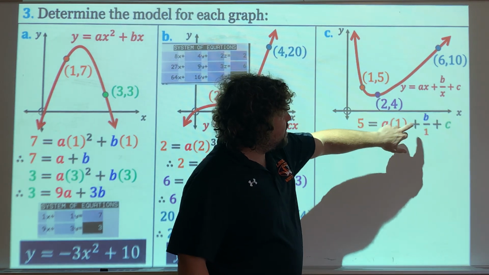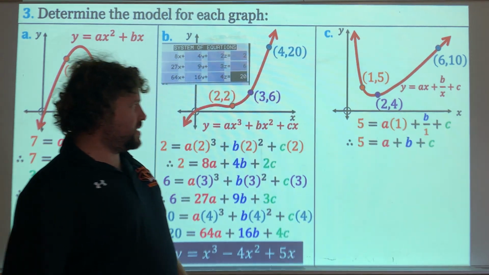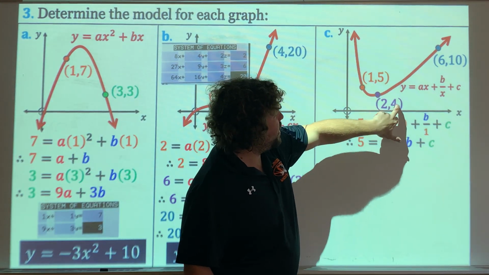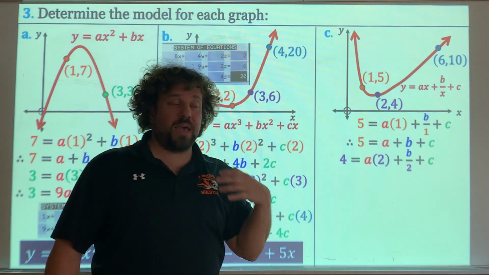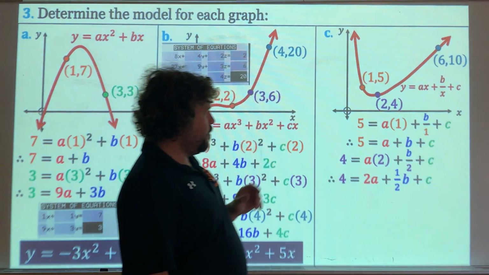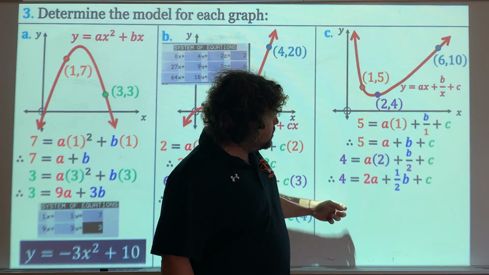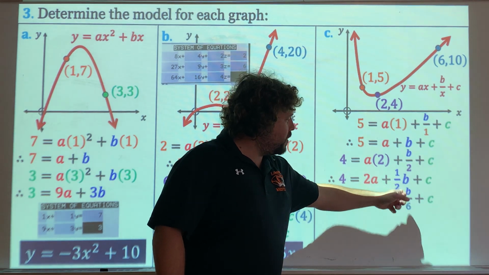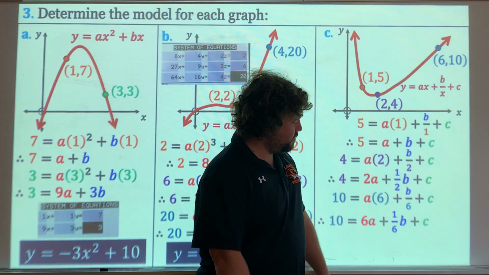5 equals 1 times a plus b divided by 1 plus c. 1 and 1. 5 equals a plus b plus c. That's easy. 2 and 4. 4 equals 2a plus b divided by 2 plus c. b divided by 2 is the same as 1 half b. So it's 4 equals 2a plus 1 half b plus c. Equation 2. Equation 3, the 6 and the 10. 10 equals 2 times 6a plus b divided by 6 plus c. 6a plus 1 over 6 b plus c. All right, there's always just a 1 in the numerator as your placeholder.